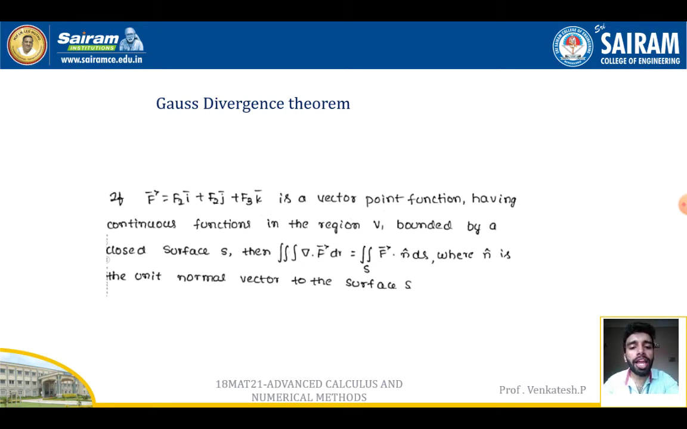So the same formula can be applicable to find the flux of the vector field also. The same formula can be useful for solving problems using the Gauss divergence theorem, and to find the flux also we will be using the same formula.